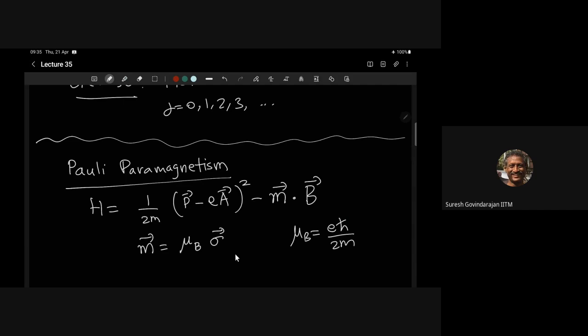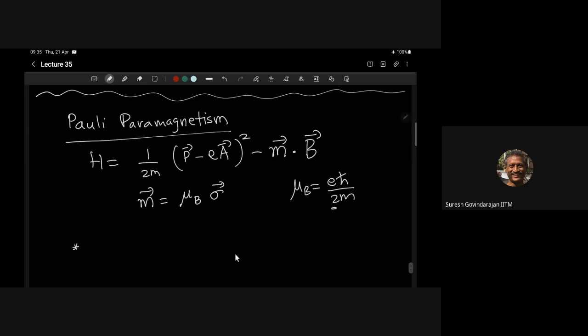It's a 2 by 2 matrix. That's it. The half has been absorbed into mu b. So sigma can take only plus minus 1. Even the spin half really is plus or minus half in units of h bar omega, but we have removed the h bar by 2 out fully. So the eigenvalues of sigma are just plus 1 and minus 1. So it's like an up-down kind of thing. That's what we will get.